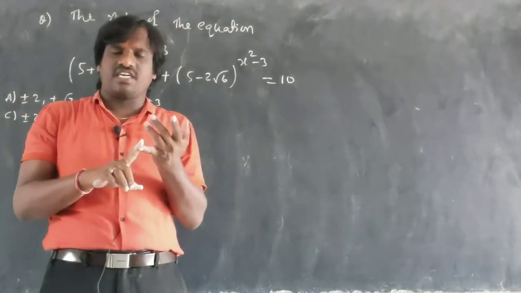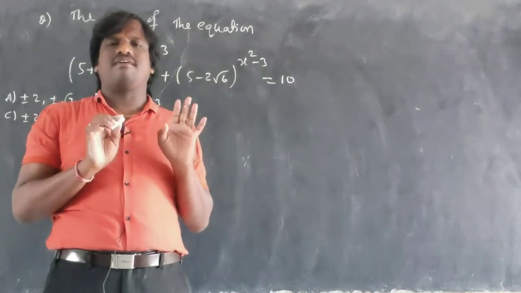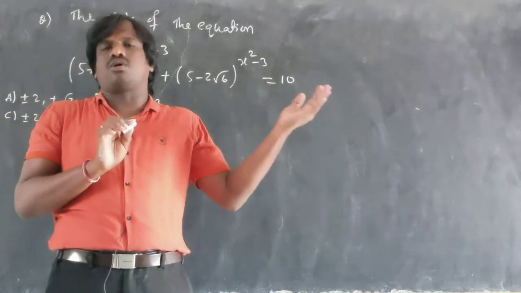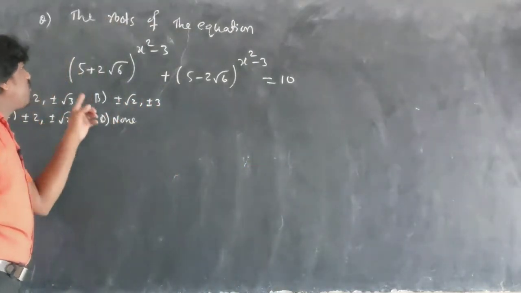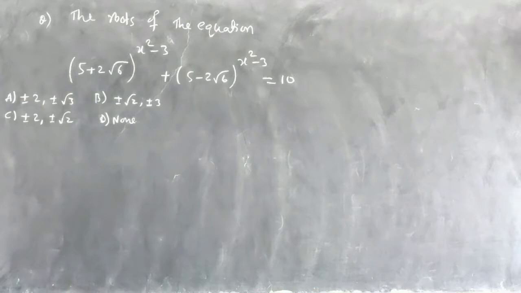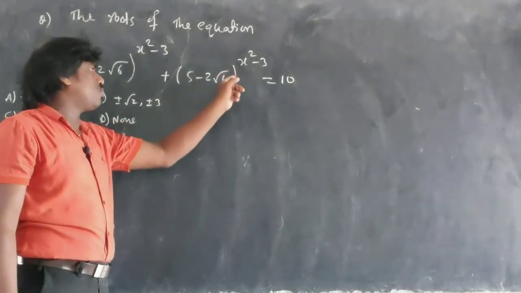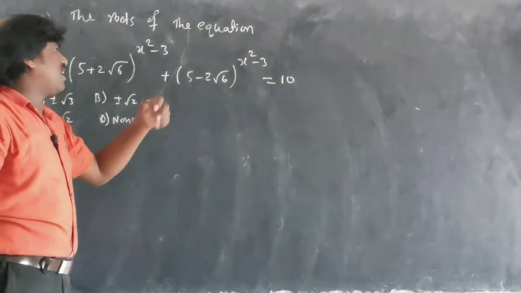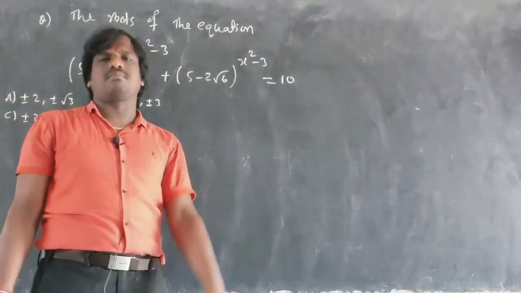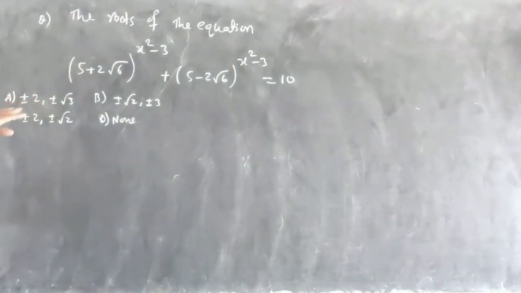Now we are going to learn some problems. We have theory of equation over, cubic equation over, everything is done. Now we have to do only problems to solve quadratic equation. Let us discuss the problems here. The first question is: the roots of the equation (5 plus 2 root 6) to the power x square minus 3 plus (5 minus 2 root 6) to the power x square minus 3 is equal to 10. Find the value of x. You may have seen this question in some books. Let us discuss how to solve it.